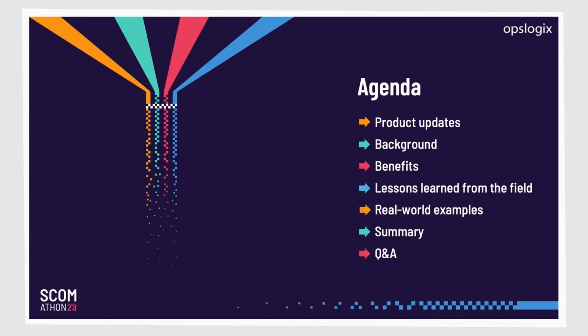So let's take a quick look at today's agenda. We're going to start with some updates from our side on the topics of VMware, Kubernetes, and Microsoft Teams. After that, we will move on to our main topic about open source monitoring in SCOM. First, a short background, and then some business benefits that we have collected from our helpful customers. We, of course, want to share some lessons learned from the field and give you some real-world examples. And we will finish off with a quick summary and then a Q&A.